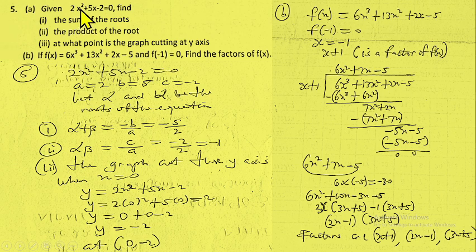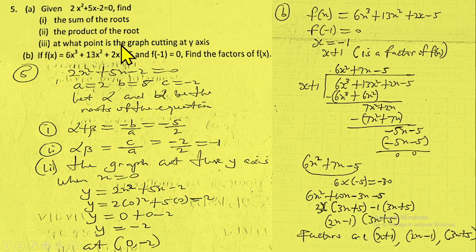Let's see step by step. Now, to find the sum of the roots of the quadratic equation, our a is 2, our b is 5, then c is minus 2. If alpha and beta are the roots of the quadratic equation, the sum of the roots will be alpha plus beta, and the sum of the roots is the same thing as minus b over a. Minus our b is 5, over our a is 2, so we have minus 5 over 2. Then the product of the roots, alpha beta, is the same thing as c over a. That will be minus 2 over 2, that gives us minus 1.